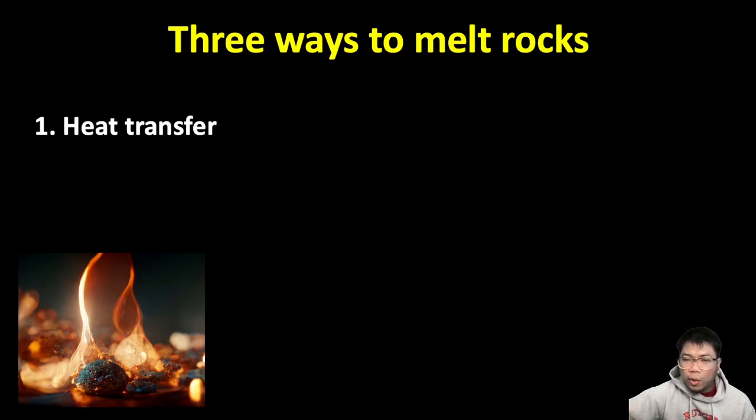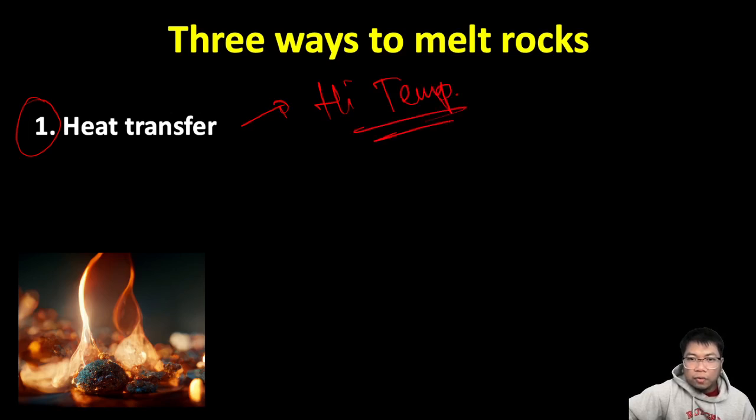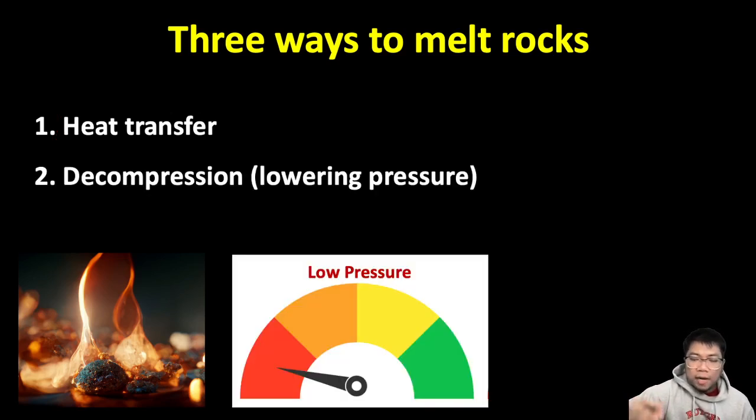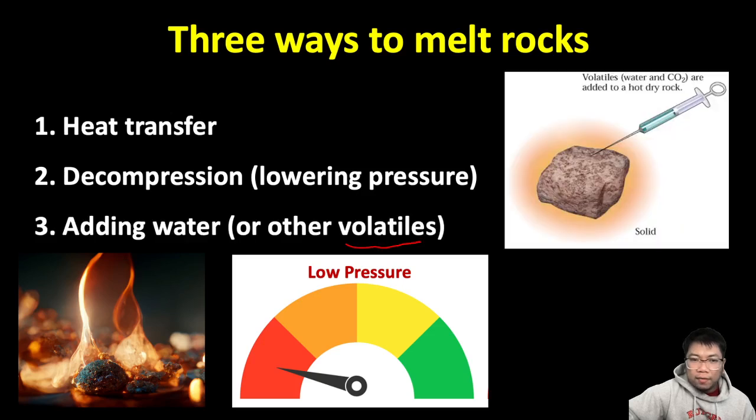There are actually three main ways to melt rocks. The first one is through a process called heat transfer melting, simply by applying high temperature, and it's pretty straightforward. By applying high temperature, you get some melts. The second one is by lowering the pressure, and that process is called decompression melting. And the third one is by adding water or other types of volatiles, and we're going to learn about what volatiles are. Adding water into the hot rocks could also help the rocks to melt.